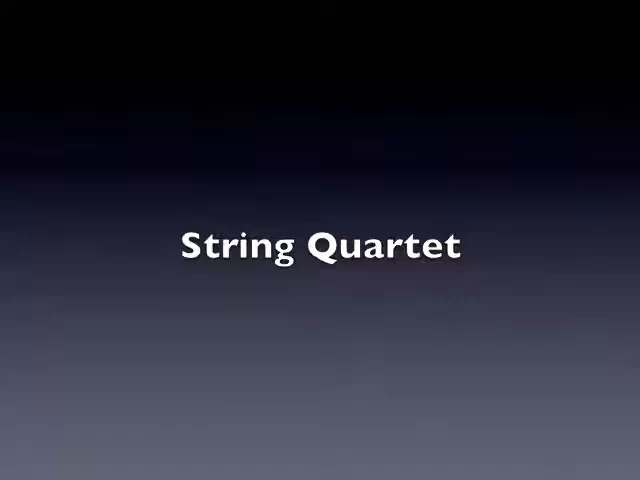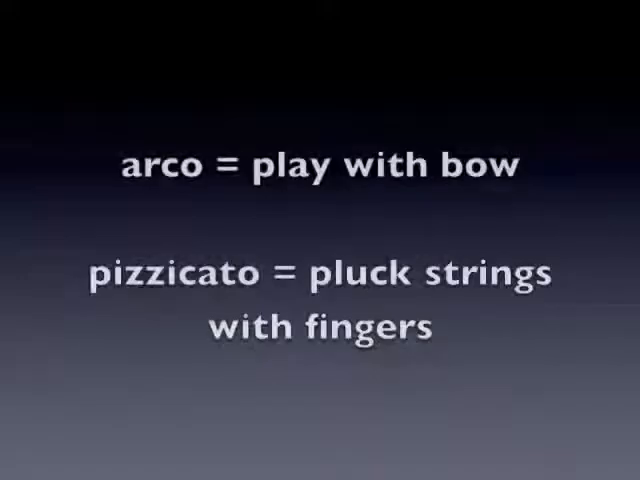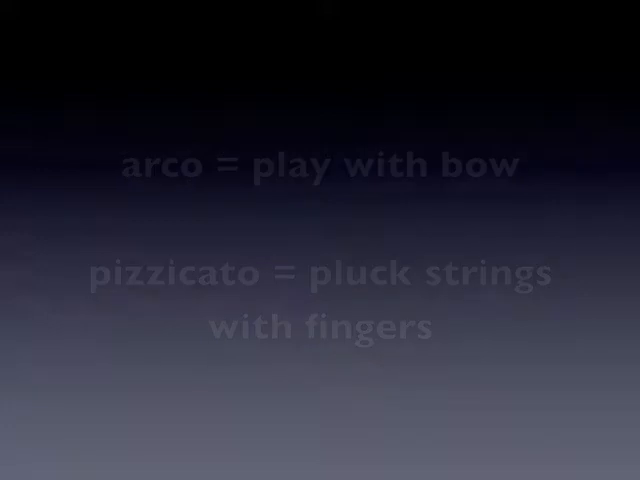Having heard all the instruments individually, let's listen to them in combination. Here we have the beginning of the second movement of Claude Debussy's String Quartet in G minor. You can hear a combination of arco, notes played with the bow, and pizzicato, strings plucked by the fingers, at the same time.